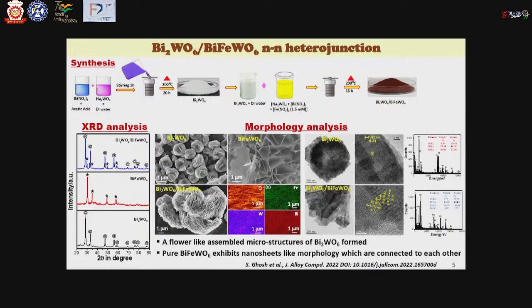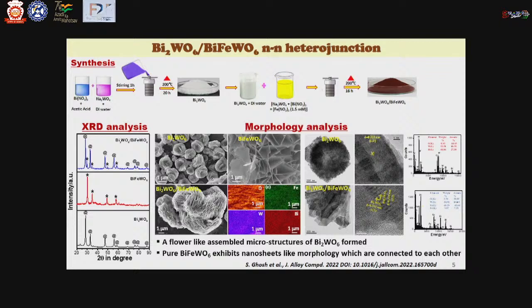Further, we studied the morphology through FESEM and TEM, where we got a very nice rose-like assembled flower of bismuth tungsten oxide, and bismuth iron tungsten oxide shows a nanoseed kind of morphology which are connected to each other. Interestingly, when the heterojunction formed, an assembled structure was obtained.